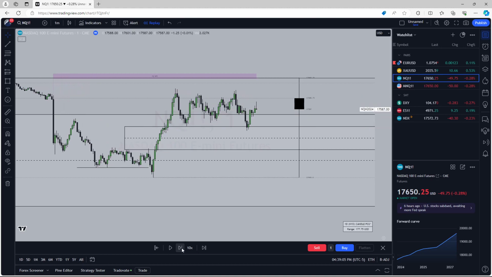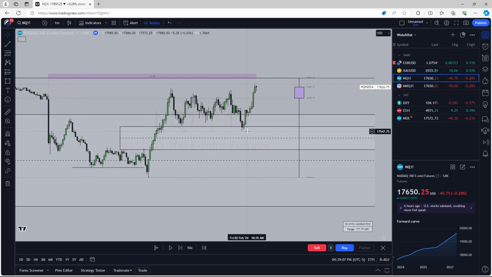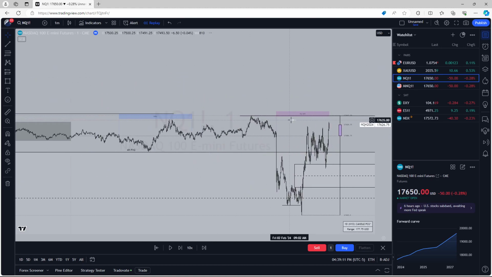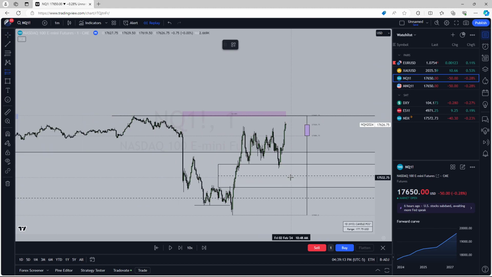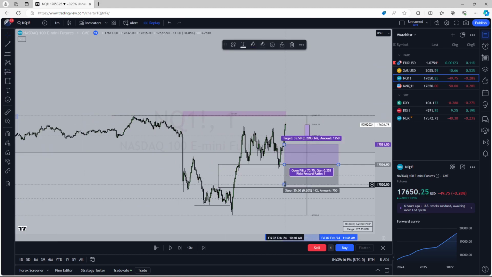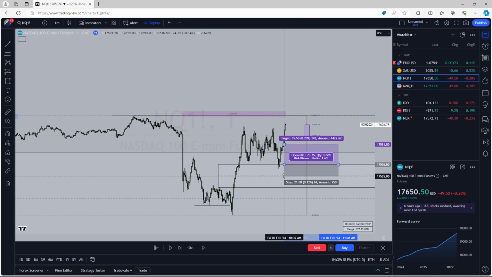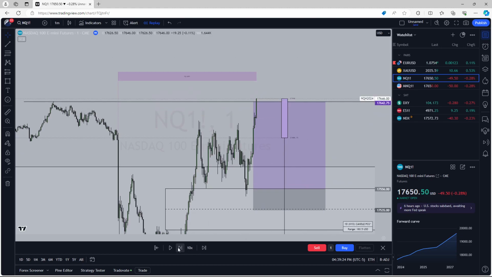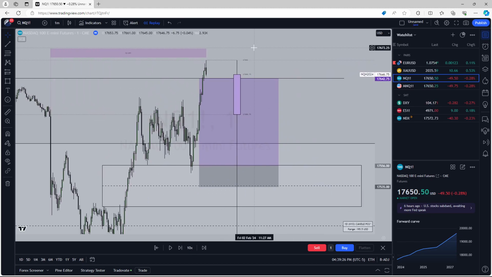And then price plays out. It goes in my fair value gap, and that's my entry. I had a limit set, and then my take profit was here. Let me show you guys. Limit set here, stop loss under this fair value gap, take profit. That was a trade I took last week, and it hit.